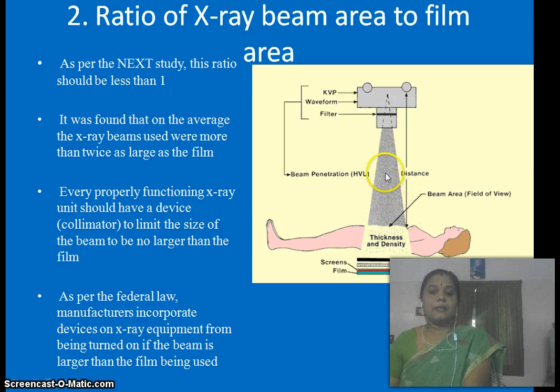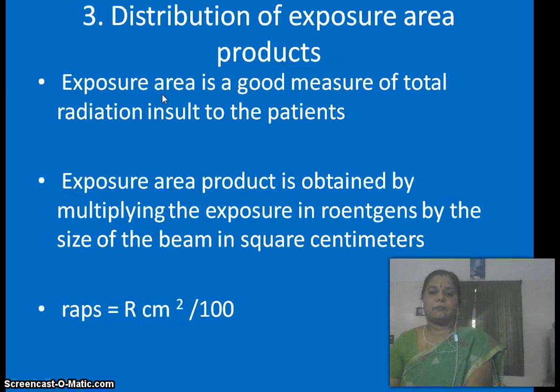That is, the beam area can be controlled with the help of the device here, the collimator, so that it will always be smaller than the film, or the film will be much bigger to capture the X-rays. As per federal law, the manufacturers incorporate several devices on the equipment which will be turned on if the beam is larger than the film being used. So the only point we have to remember is the beam area should always be smaller than the film, and so the ratio will be small, that is less than 1.